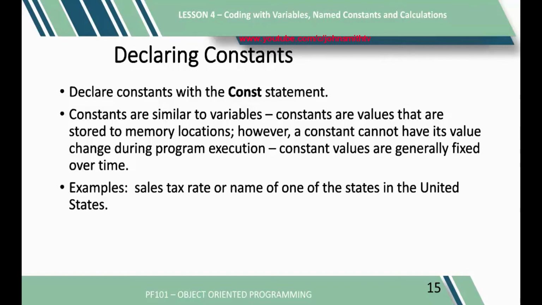Constants are similar to variables. Constants are values that are stored in memory locations. However, a constant cannot have its value changed during program execution. Constant values are generally fixed over time. Example: sales tax rate or the name of one of the states in the United States.